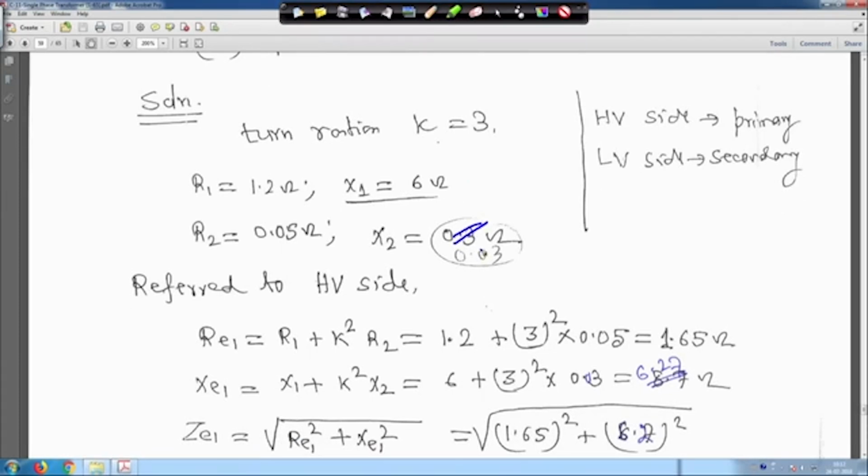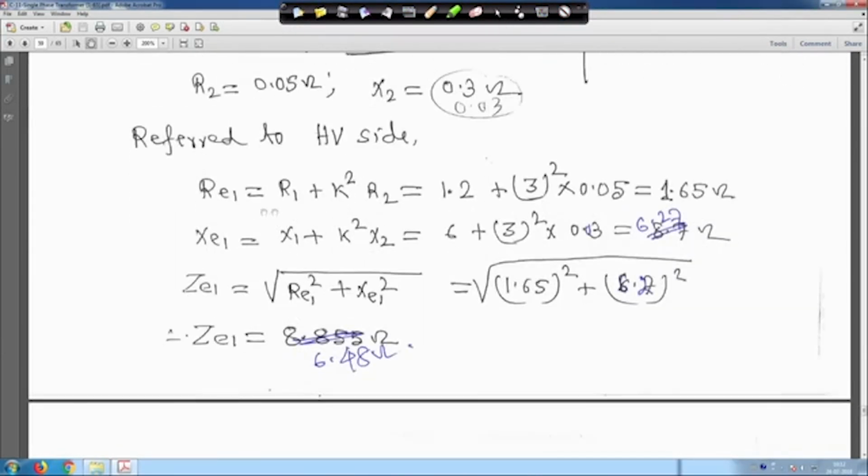So, it is 0.03 ohm, right. Now, in this case, referred to the high voltage side, your RE1 is equal to R1 plus K square R2. It is referred to the high voltage side the way we have seen it. So, R1 is 1.2, K is 3, so 3 square into 0.05, which gives 1.65 ohm. And XE1 is X1 plus K square X2, 6 plus 3 square into 0.03, right.